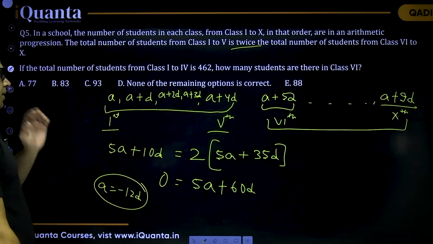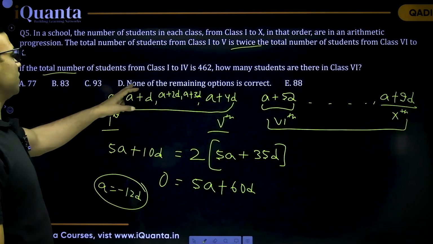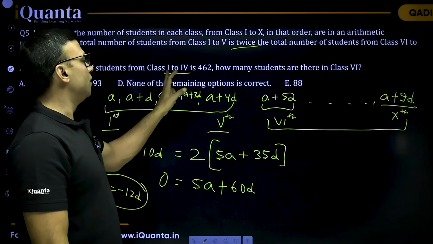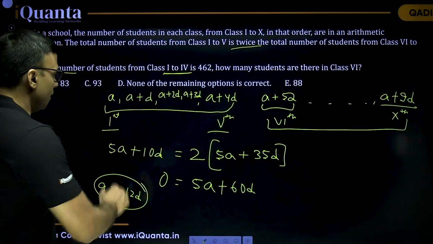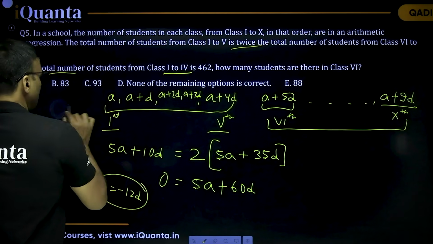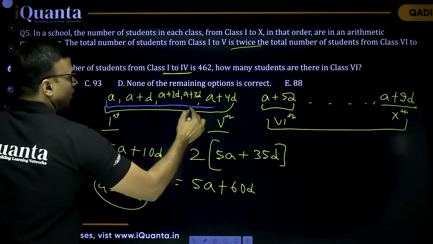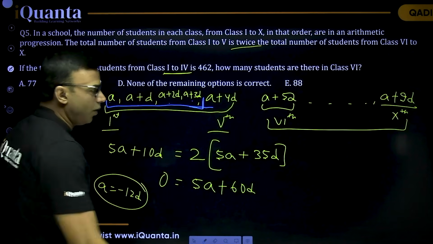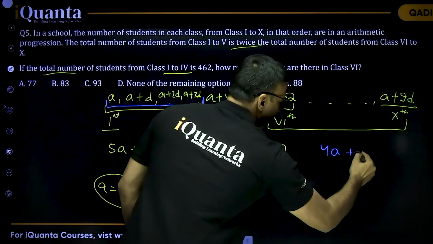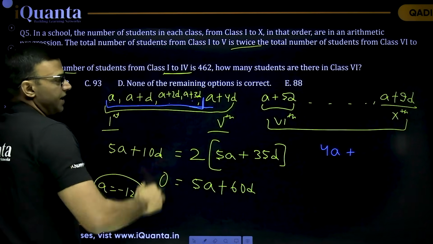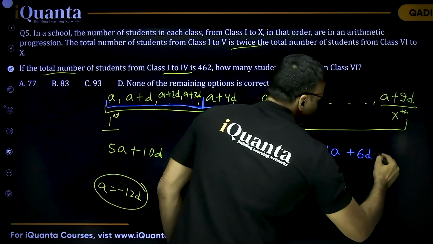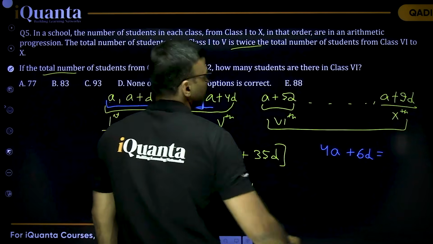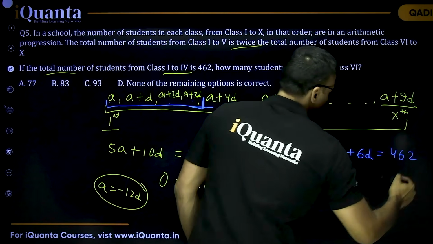Hold on. It says the total number of students from class 1 to 4. 1 to 4, be careful. 1 to 4 means only this much. So if you add 1, 2, 3, 4 terms, you get 4a plus d, 2d, 3d, that is 6d, and that is given equal to 462.